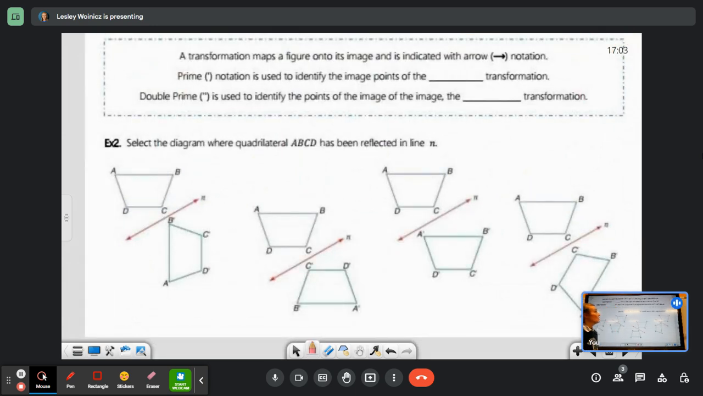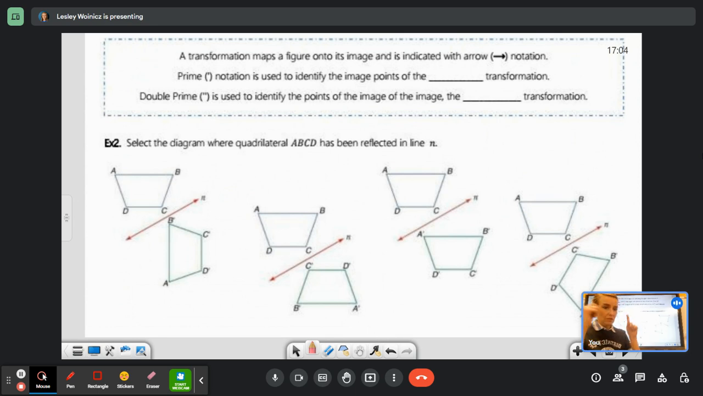A transformation maps a figure onto its image. When it says maps onto, that means that it coincides with the image, and then it's indicated with arrow notation. So whenever we see that arrow, that means a transformation happened. It's like an event, okay? So an isometry gets an arrow. Dilation gets an arrow.